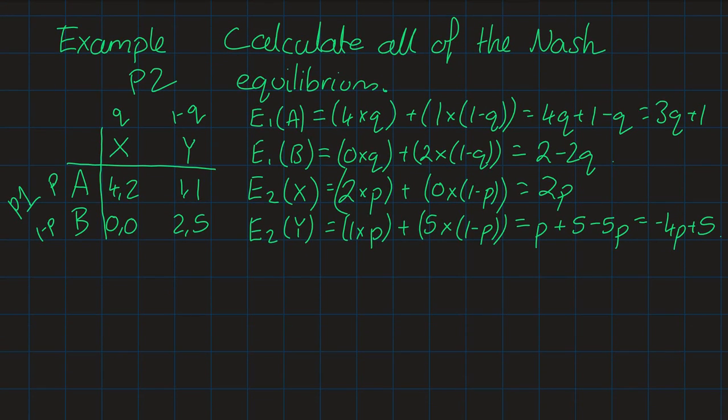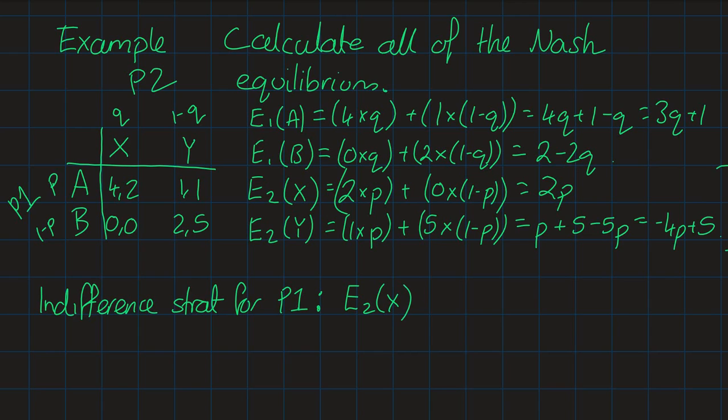Okay, now that we've calculated all of the expected payoffs, we can use them to calculate the indifference strategies. So let's begin with the indifference strategy for player 1. Remember, the indifference strategy for player 1 is me solving for P. I'm trying to solve for this value of P right here. I want to know that probability. So to do that, I need to use these functions. I set them equal to each other. So I say E2 of X is equal to E2 of Y.